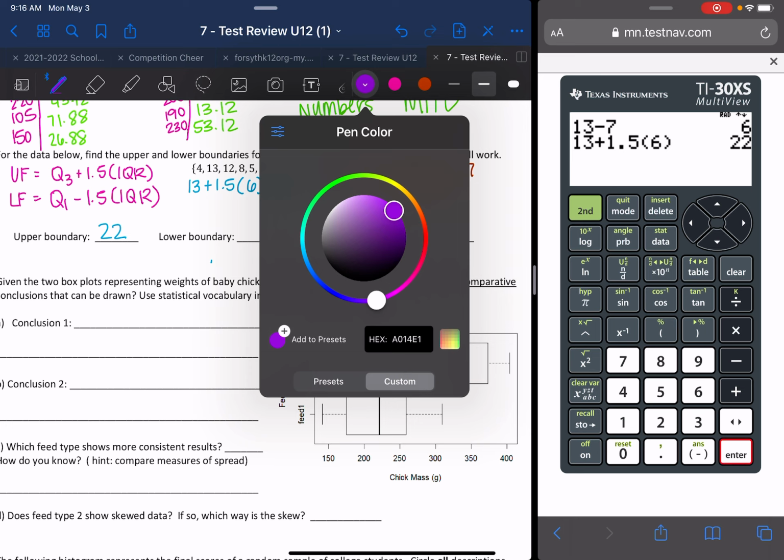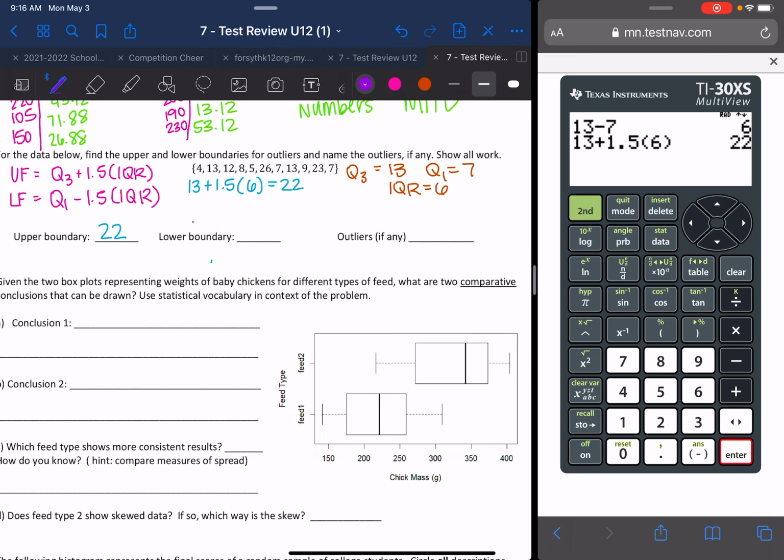To find my lower fence, I'll take my Q1 value, which is 7, and subtract 1.5 times my IQR of 6, and that gives me -2. Do I have any outliers? Well, let's see if I have any numbers above 22. 4, 13, 12, 8, 5, 26 is above. 7, 13, 9, 23 is above, and 7. So we have 2 outliers above our upper fence, and we don't have any below -2 because none of our numbers are negative.